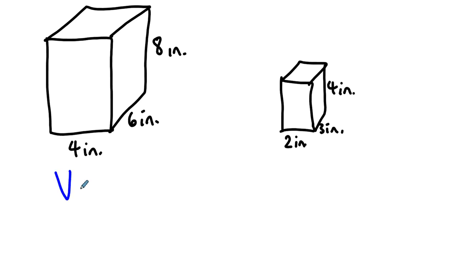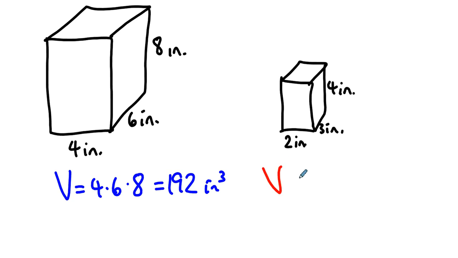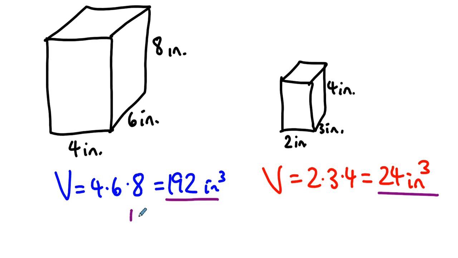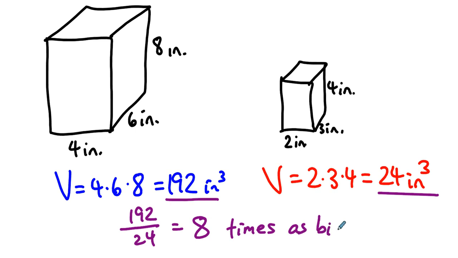So I'm hoping that you figured out that 4 times 6 times 8 is 192 cubic inches. And I'm hoping that you found that 2 times 3 times 4 is 24 cubic inches. How much bigger is this than that? Well, it's 8 times as big. Why would it be 8 times as big?